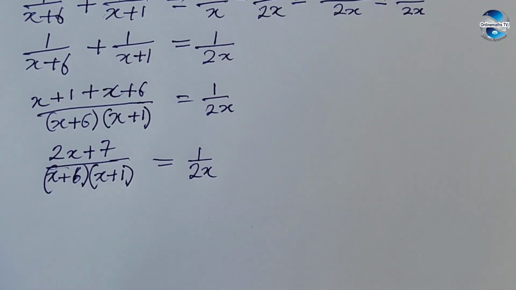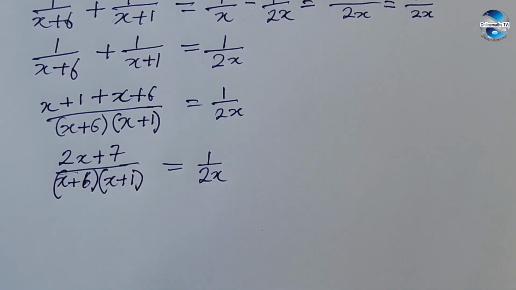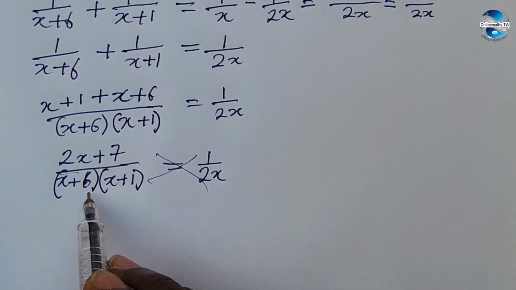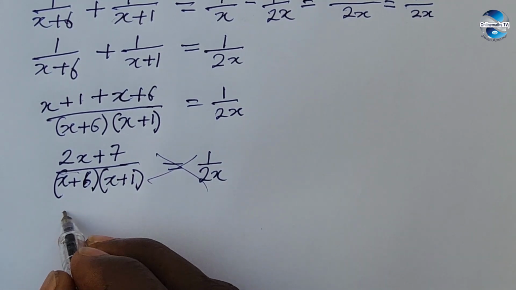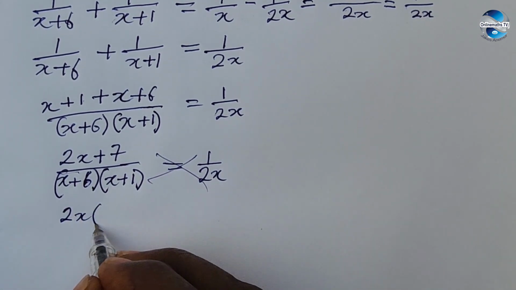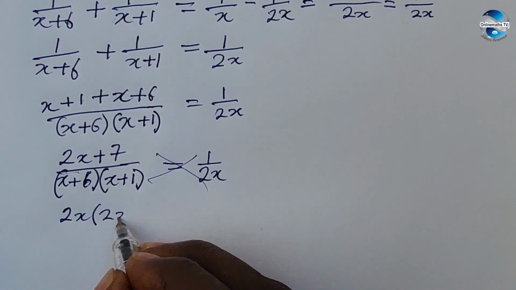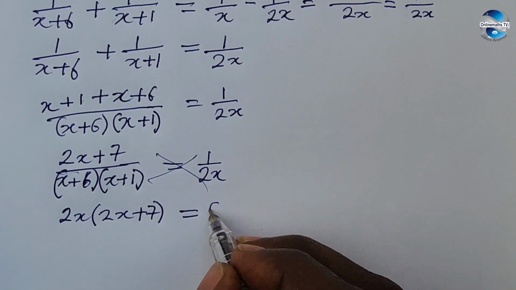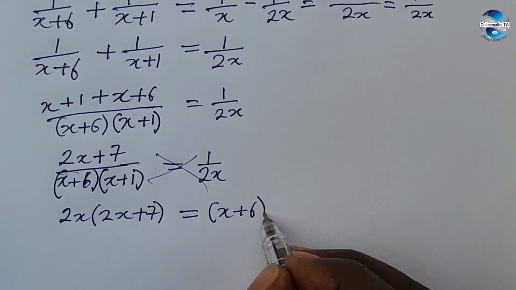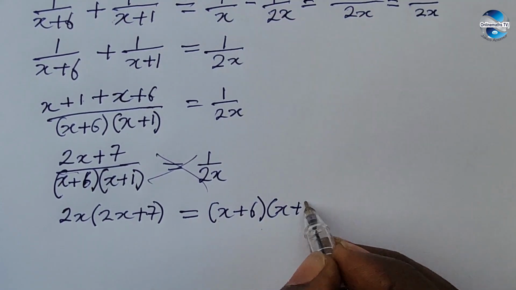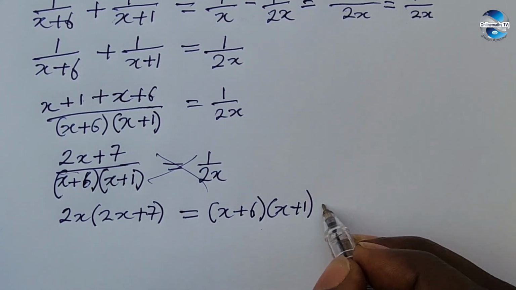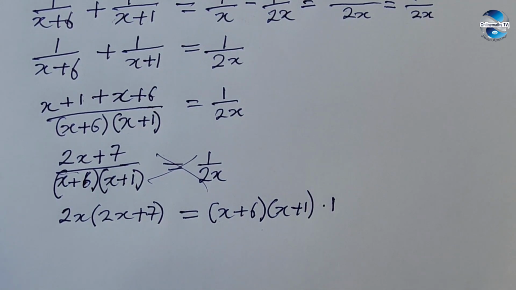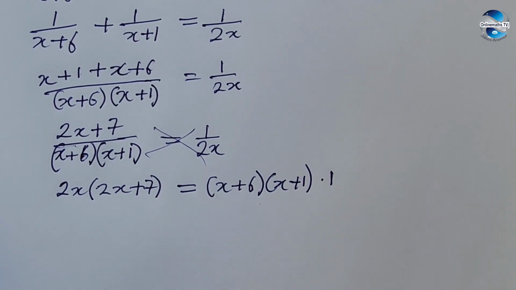All right, now from here, what do we do? Easy. Cross multiply. So if we cross multiply, this times this, and this times this. So automatically we're going to have here 2x into 2x plus 7 close bracket equal to bracket x plus 6 into x plus 1 close bracket times 1, which is the same thing as this, but let's just put that down here. All right, so from here we can open up the brackets.